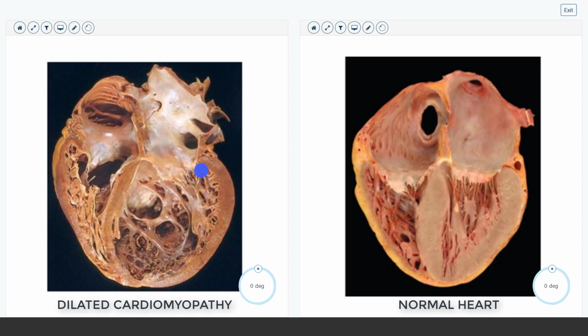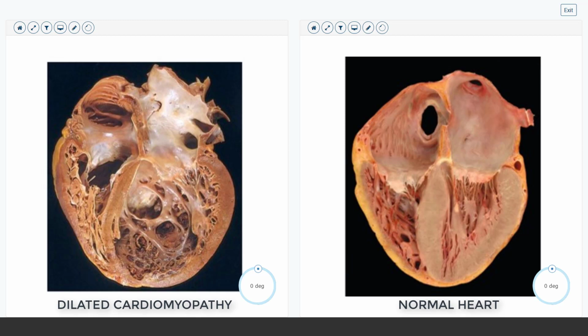You can see the left ventricular chamber is quite large and also has an abnormal globular shape. When I look at the normal heart on the right, this is the left ventricular chamber that I'm outlining right here. You can see it has a normal shape, and when you compare the heart on the left, this heart has a globular appearance when compared to the normal heart on the right.